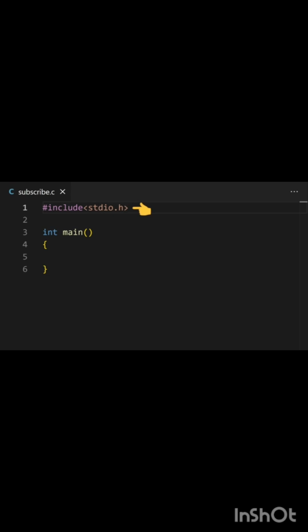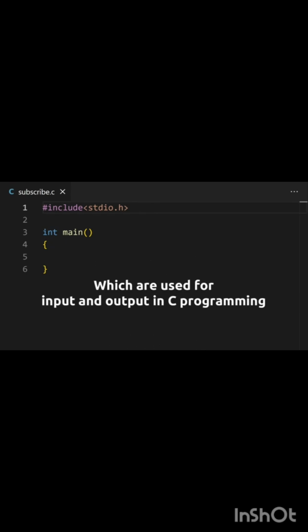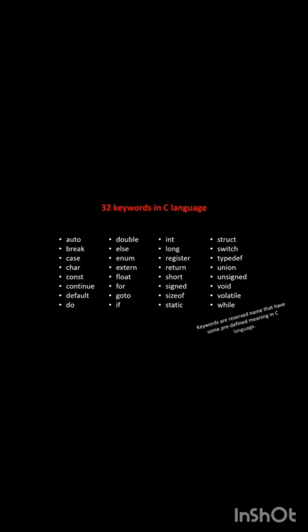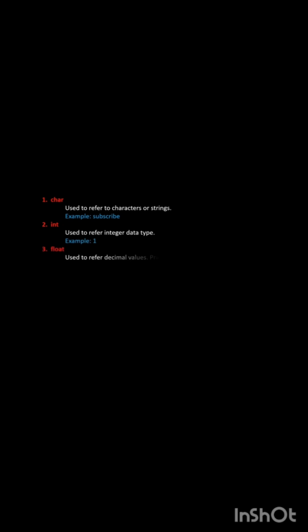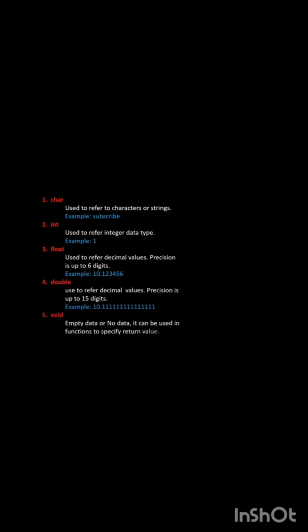Like here, I have included the stdio.h header file from the C library, which includes functions like scanf and printf, which are used for input and output in C programming. There are 32 keywords in C language and 5 primary data types, where char is used to refer to characters, int is for integer, float is for decimal values up to 6 digits after the decimal point, double is also for decimal values but up to 15 digits after the decimal point, and void is for empty. Void is usually used in functions to specify the return value.